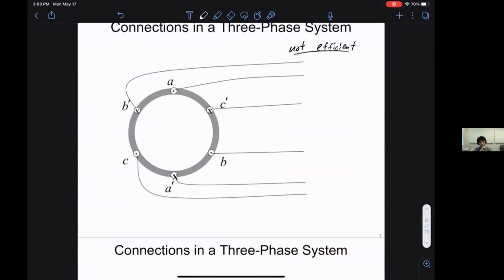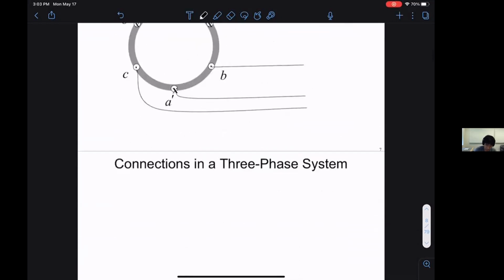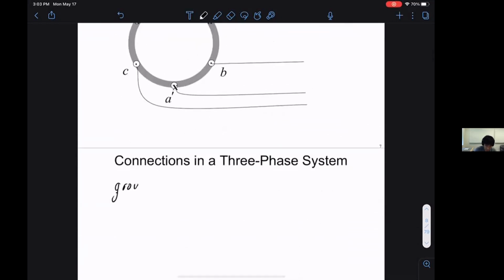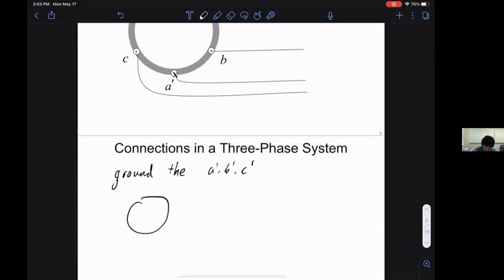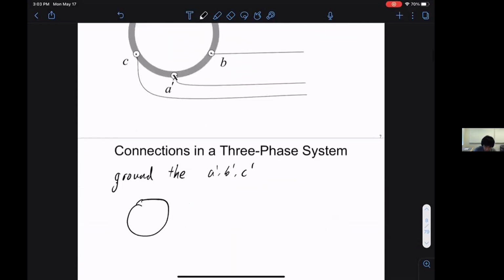With the prime wires, we can ground them. One suggestion is to ground them. Okay, that's a good suggestion. What grounding them means is basically, I'm only going to draw the prime.